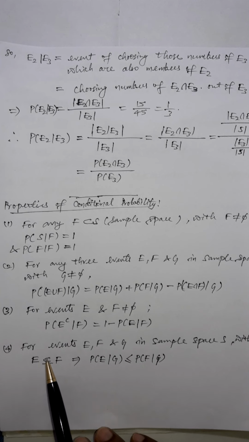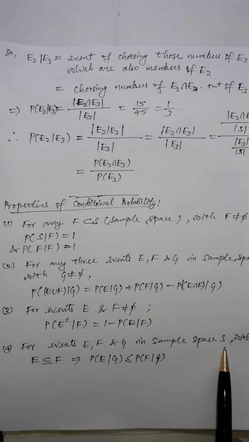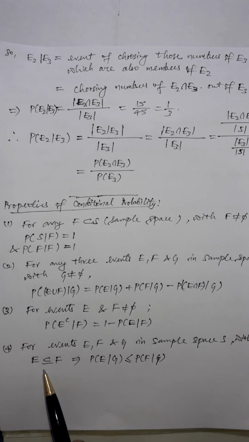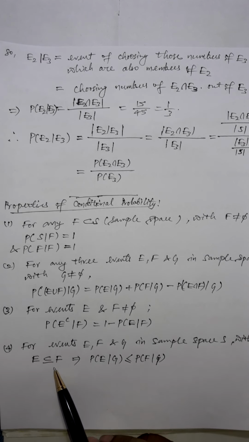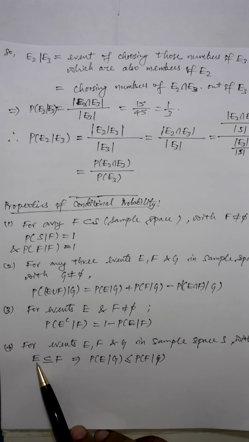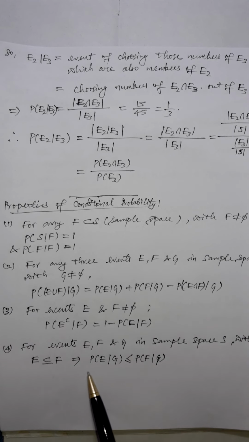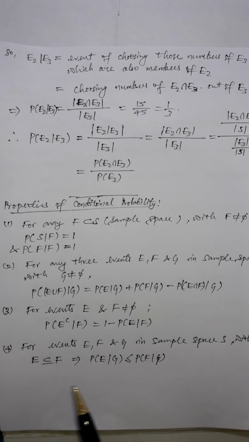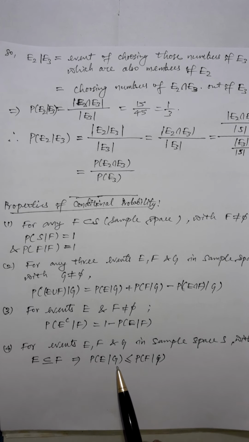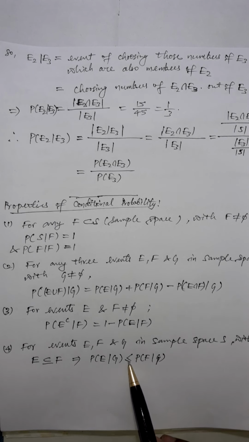The fourth property says that if there are 3 events E, F and G of the same sample space S with G not equal to phi, then if E is a subset of or equal to the event F, the conditional probability of the subset event E upon any event G will be less than or equal to the conditional probability of the superset event F on the same G. That means the probability of the subset event will be smaller and the probability of the superset event will be greater as usual, and sometimes they may be equal also.